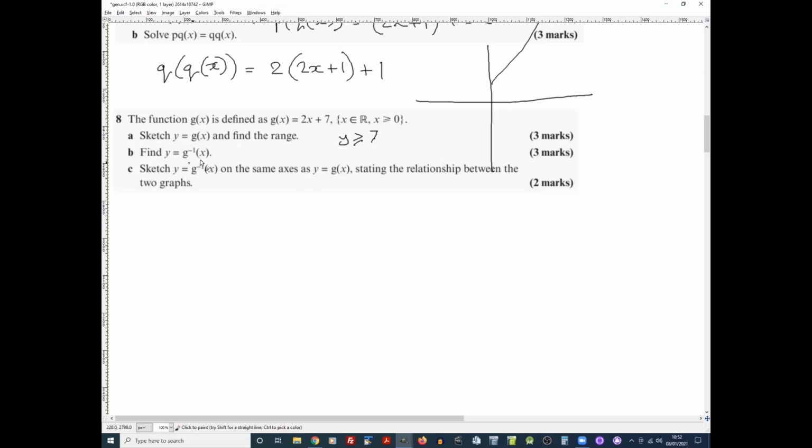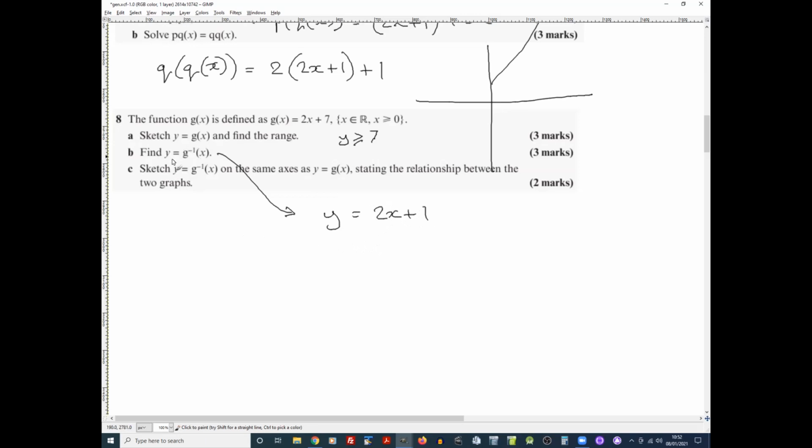Now here, find y equals, you would read that as the inverse function of g of x. So how do you do that? Do you know the trick? I've done it before, but it's kind of gone rusty and I can't quite remember. I tried it the other day and I got the answer horribly wrong.